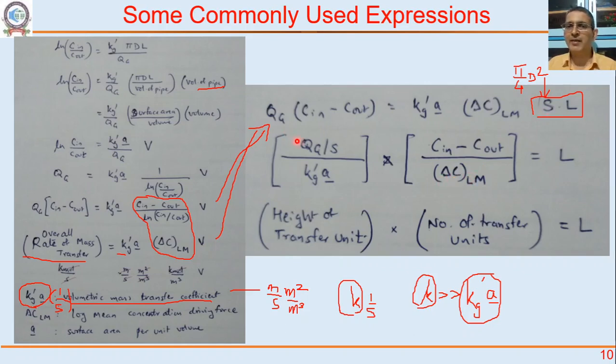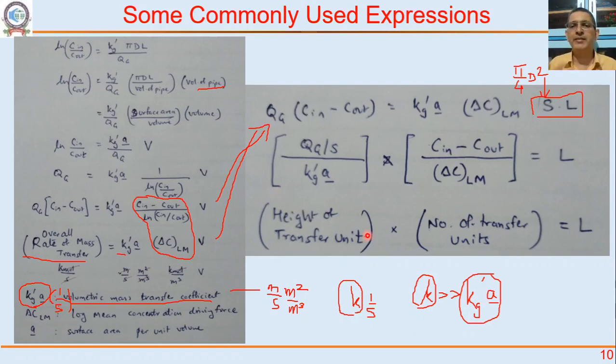S I have brought to the other side, as Qg by S. It gives me the length of the pipe. So this term is called the number of transfer units. This is how many times this log mean concentration difference is reduced by. It's called the number of transfer units, and this is called the height of transfer unit.